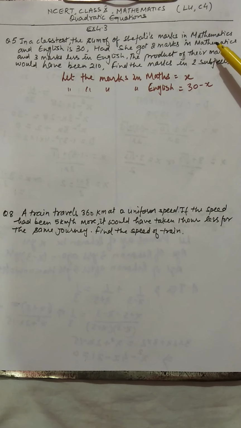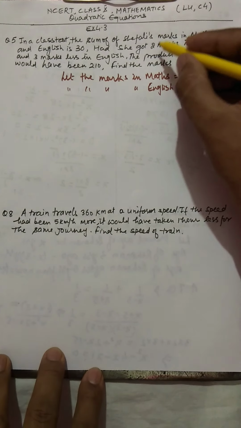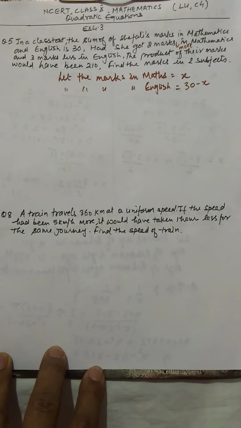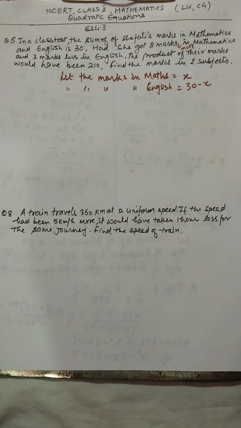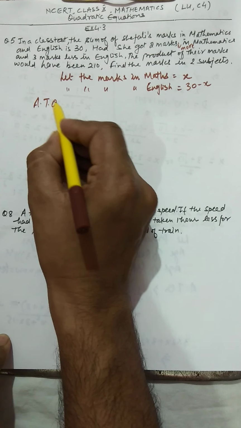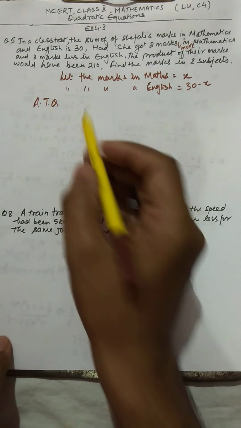Now we go according to the question. The question is, had she got 2 marks more in mathematics and 3 marks less in English, the product of their marks would have been 210. Find the marks in the 2 subjects. So according to the question, or as per the question, you can also write.